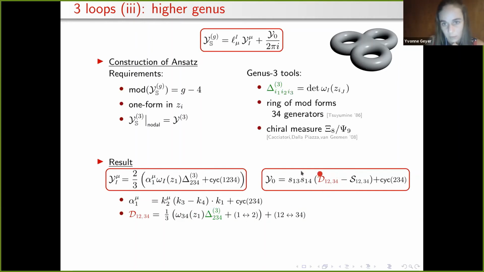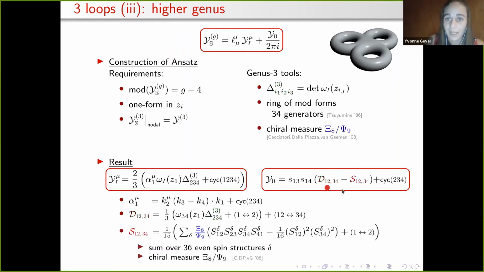Yeah, and I've written this in a way that makes a lot of symmetry properties manifest, of interchanging 1 and 2 in this case. The most difficult term is this S, which is meant to remind you of Szegő kernels. And this is now a sum over all 36 even spin structures with the chiral measure and both types of cyclic structures that the Szegő kernels can have, with the correct prefactors here.